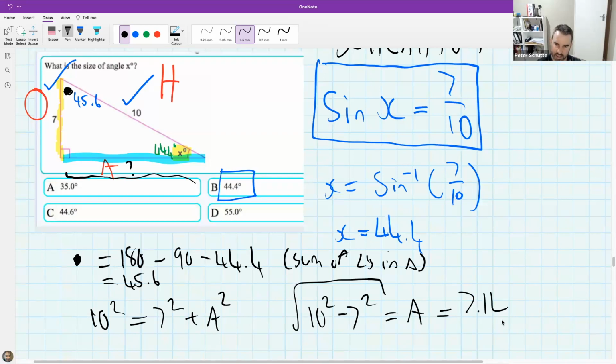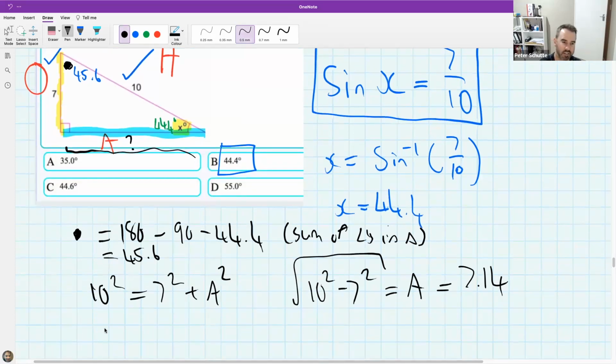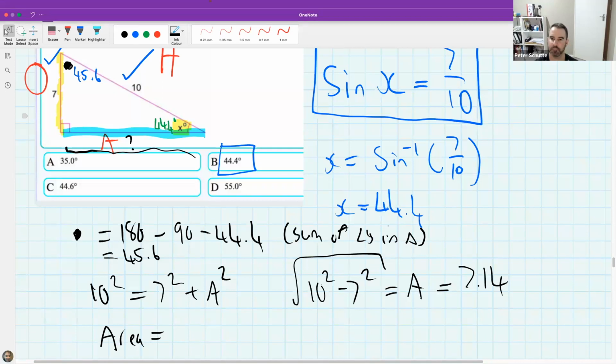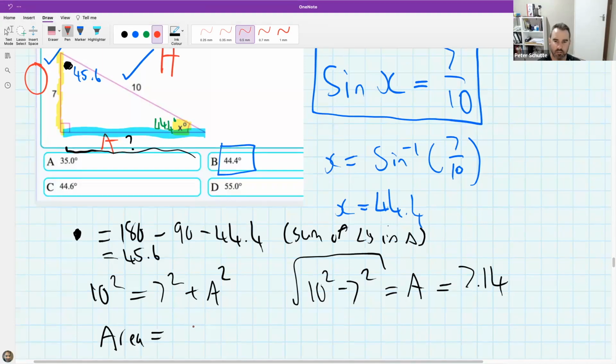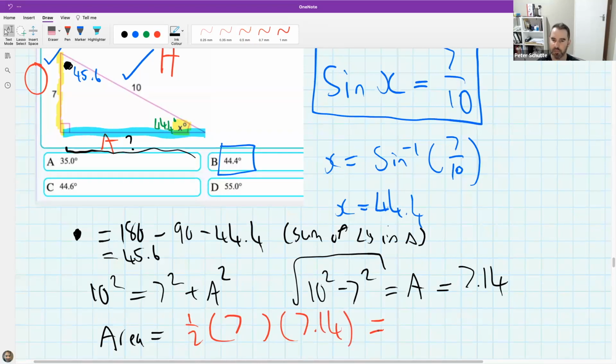So it looks like A is going to be 7.14. So that's the adjacent side. Now, to find the area, what's the area going to be of this triangle? Yeah, so we go half times 7 times 7.14. And based on what you're saying, you get 24.99 units squared.